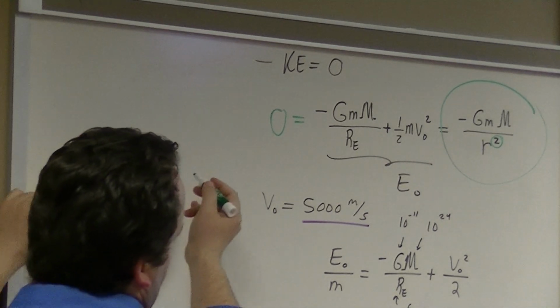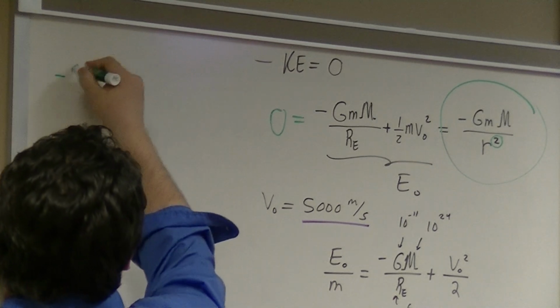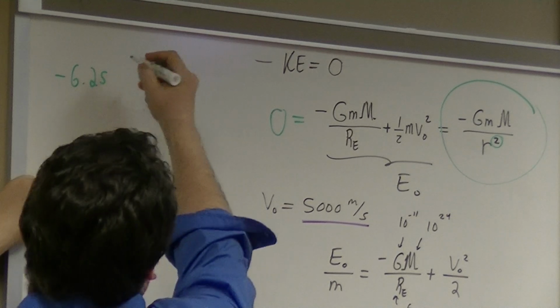So let's see here. We're trying to basically solve minus 6.25 times 10 to the 7th.